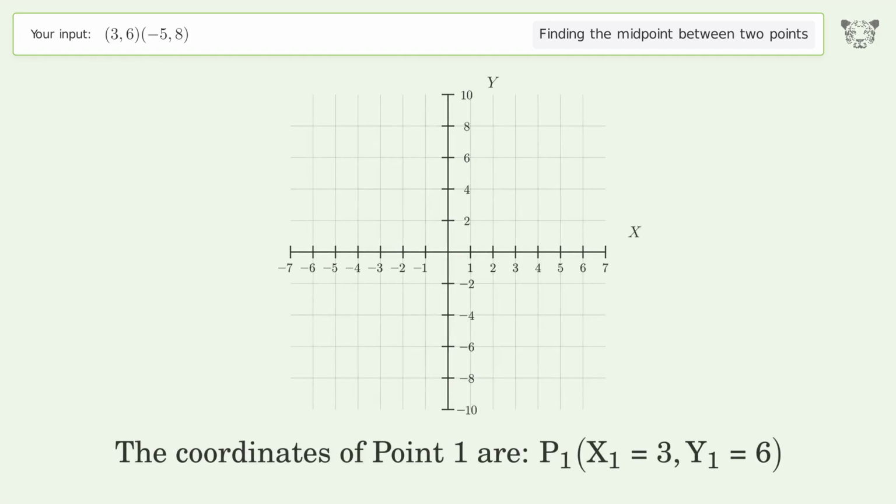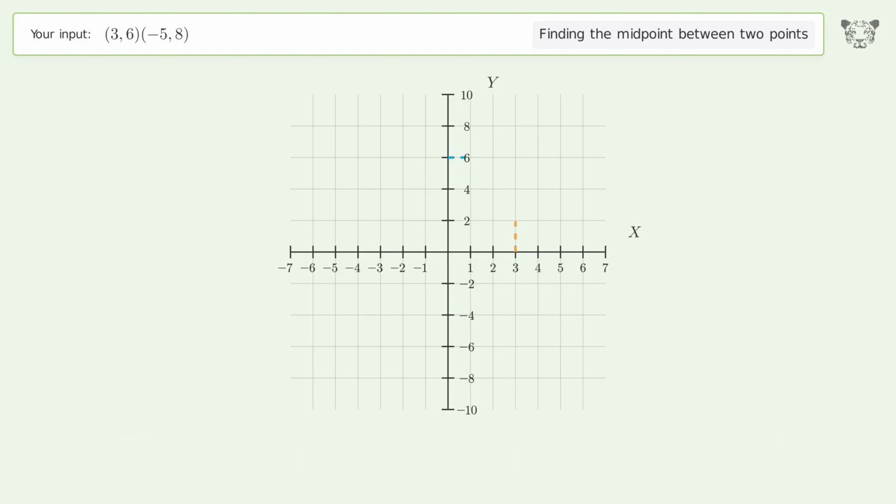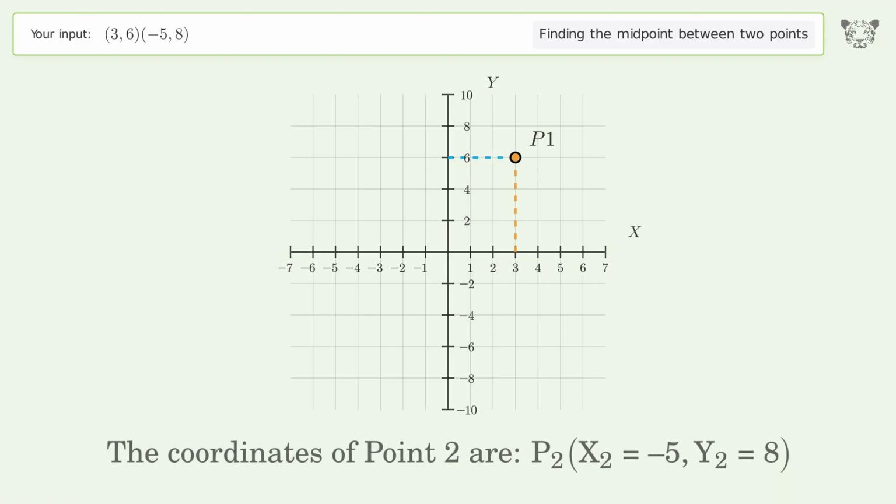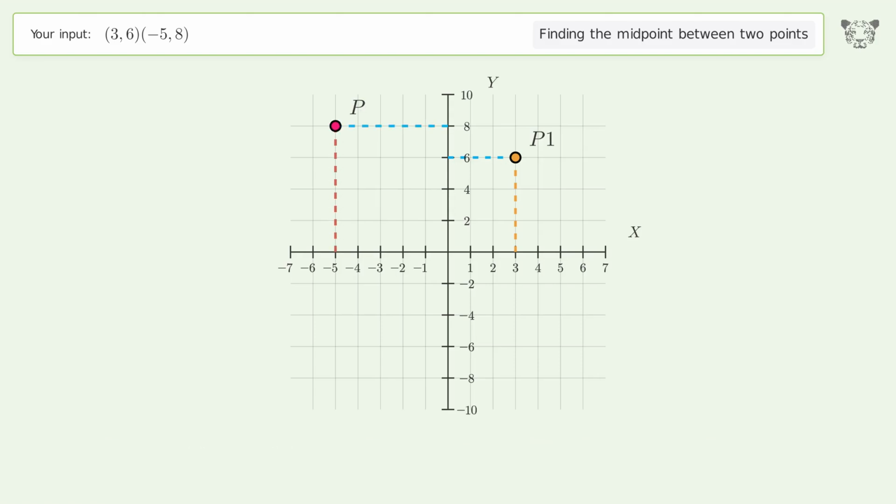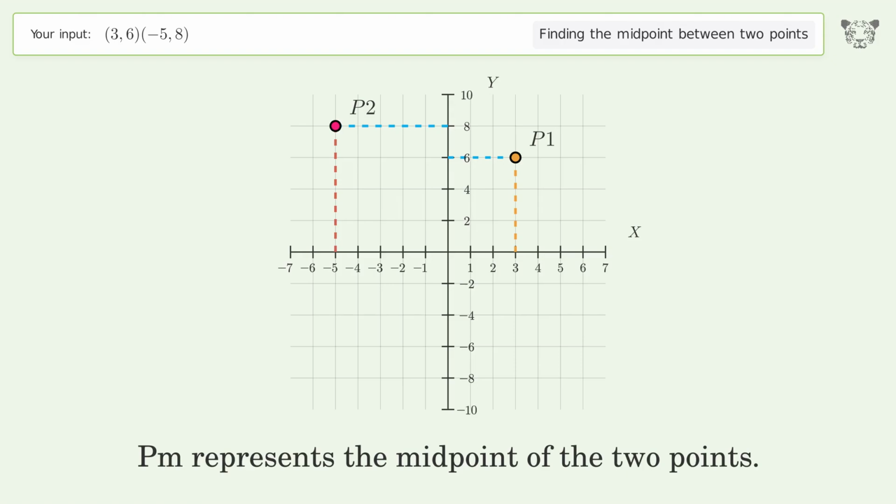The coordinates of point 1 are x1 equals 3, y1 equals 6. The coordinates of point 2 are x2 equals -5, y2 equals 8. PM represents the midpoint of the 2 points.